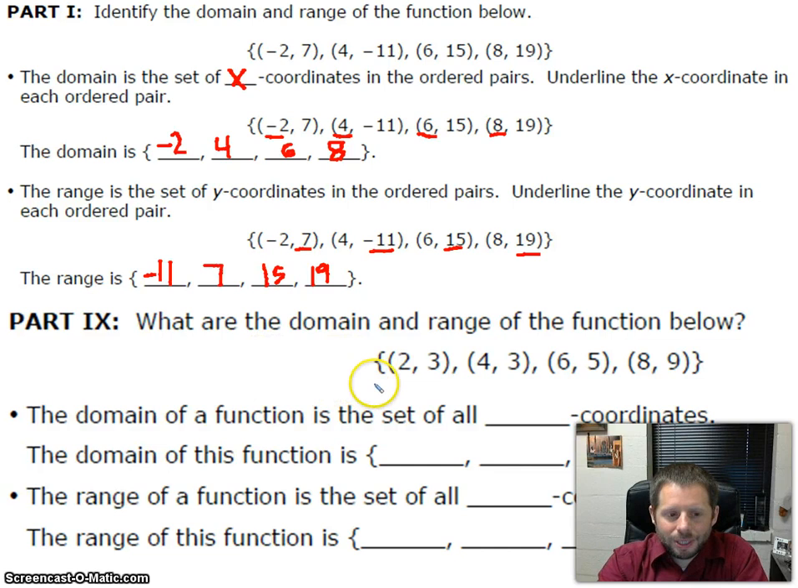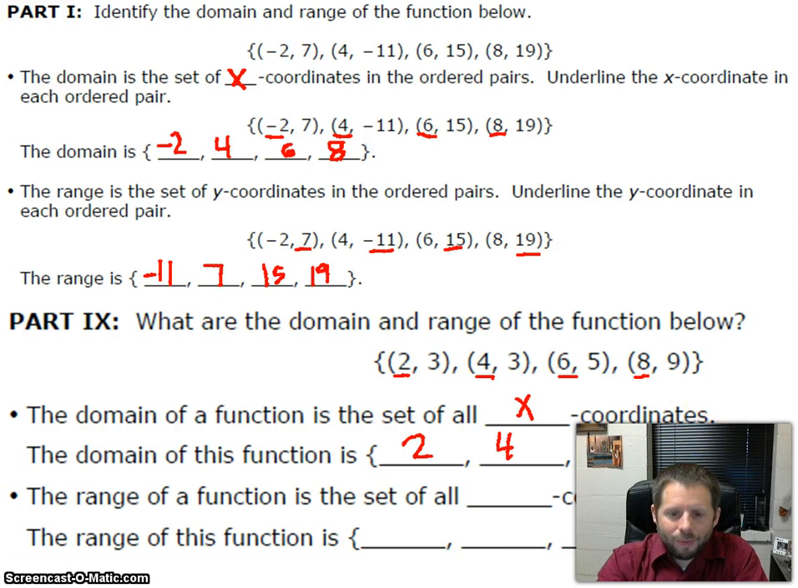Alright, here's another example. Here are some more ordered pairs. We're going to do it the same way. We're going to start by saying the domain is all the x coordinates. So let's underline the x coordinates. These are already in order from least to greatest, so we'd say 2, 4, 6, 8.